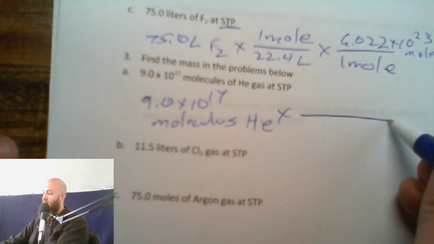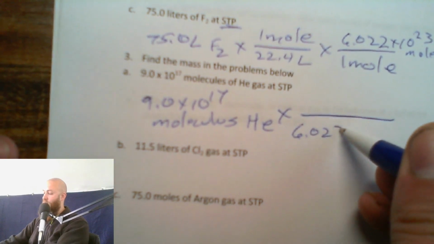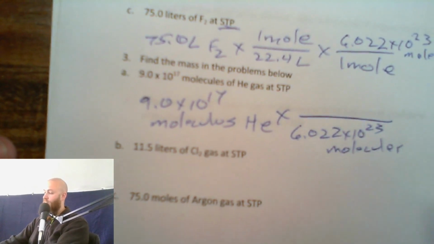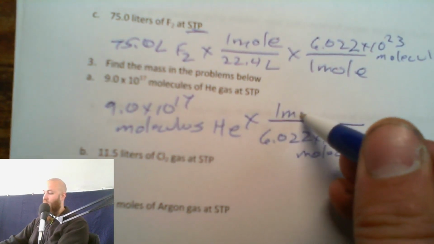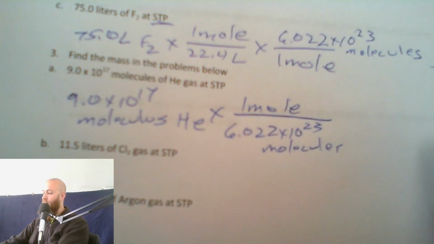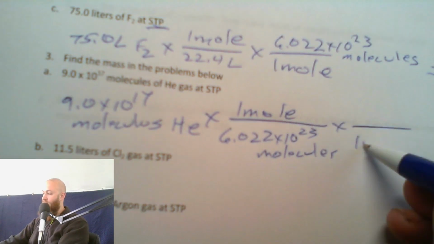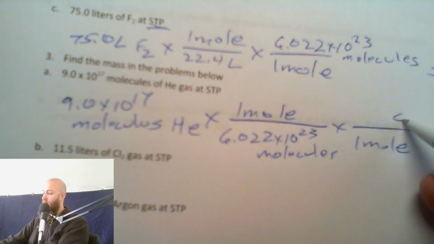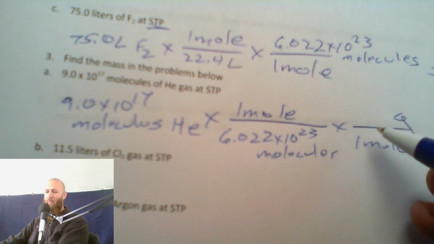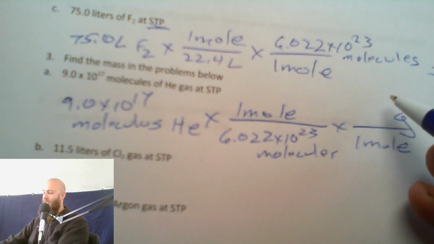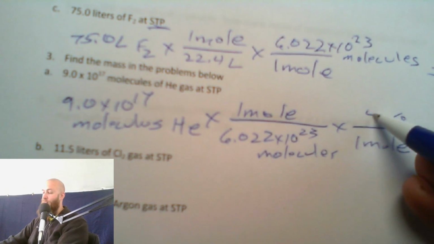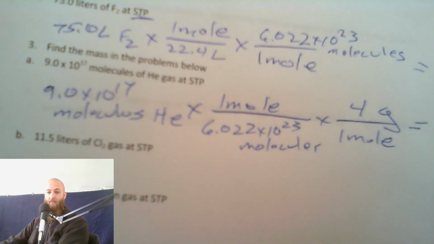All right. Let's cancel out molecules. 6.022 times 10 to the 23rd molecules, and that'll get us to 1 mole. Remember, the top and the bottom got to equal each other for this to work. Then from there, we cancel out moles, and we go to mass. This will find us the number of grams. And if I remember right, a rounded mass for helium should be 4. So you do that math, you get your answer.